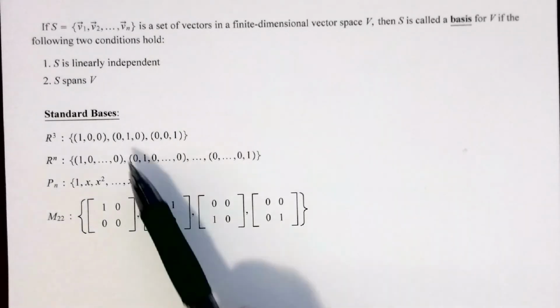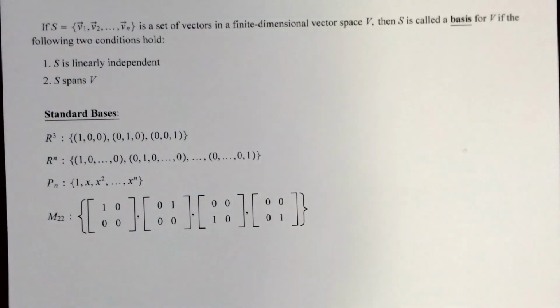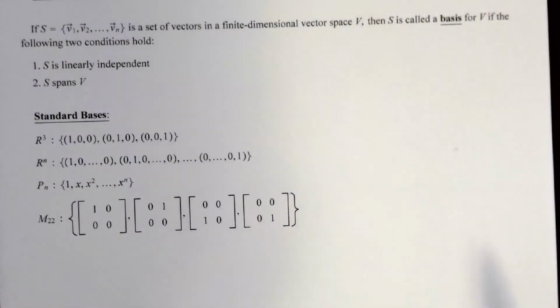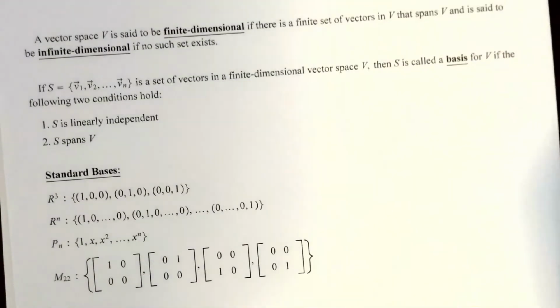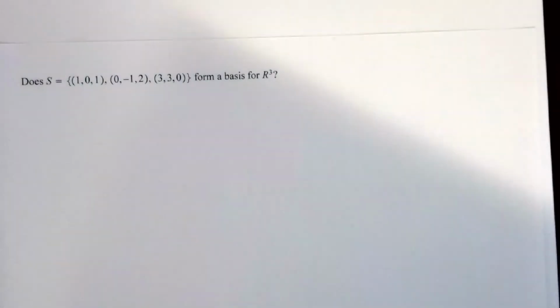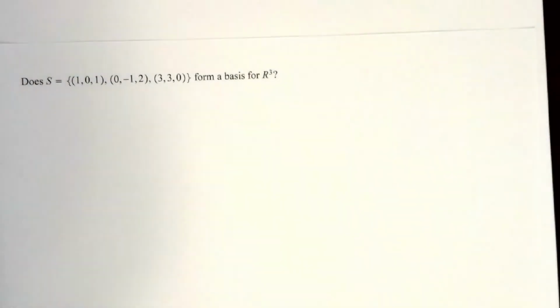Okay, and so these are the standard basis, and that's what you want to think of when you're thinking of basis. But there are other bases. So let's talk about 3 space. That we're pretty familiar with i, j, and k as being a basis. How would we determine if a set of vectors forms a basis for 3 space?